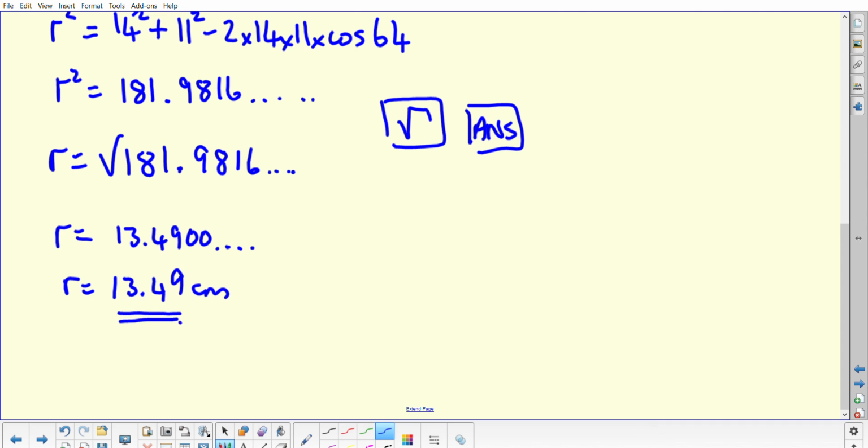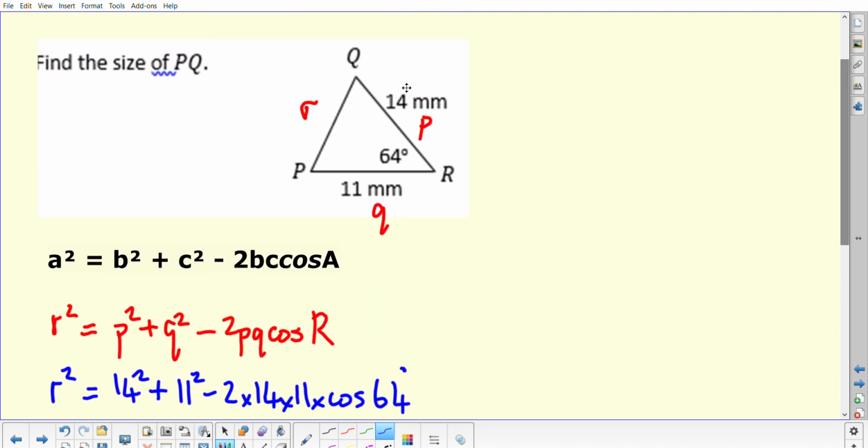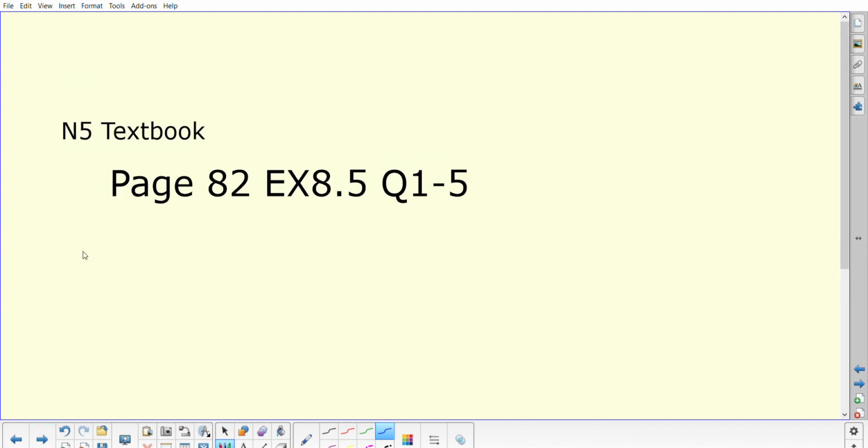So now you're going to go and practice using that. Please make sure you draw the diagram. Make sure you're thinking about your letters and so on. It is a good idea to have the formula written down and keep writing that down when you do this. So exercise 8.5, and you're going to do questions 1 to 5.